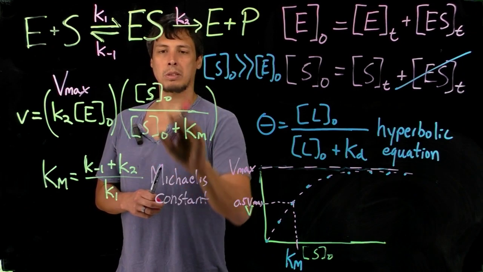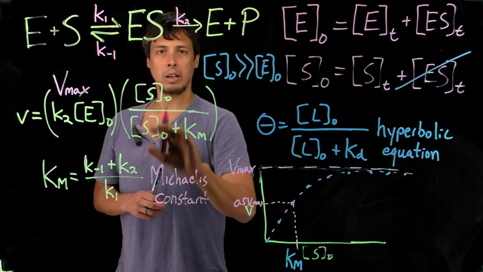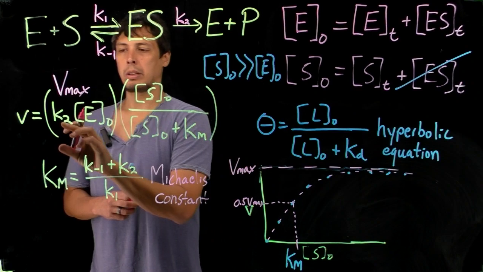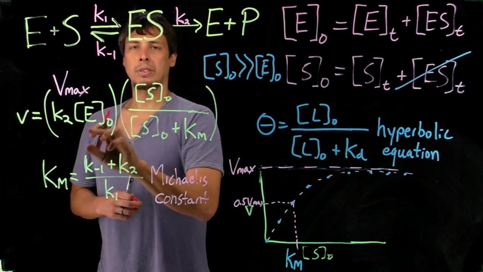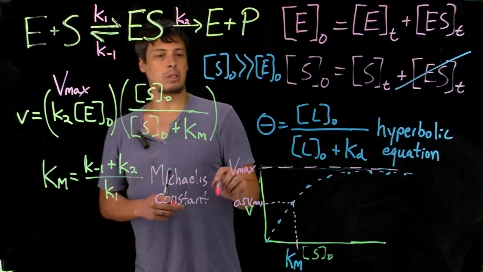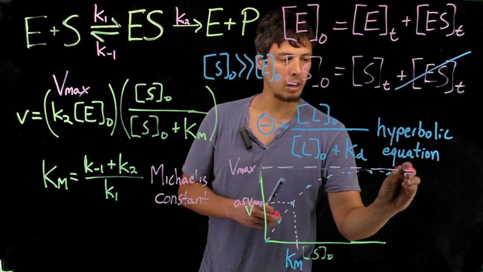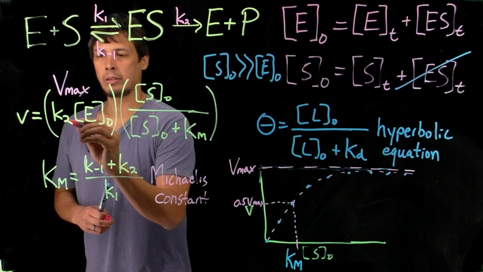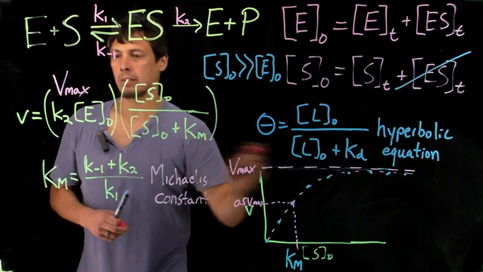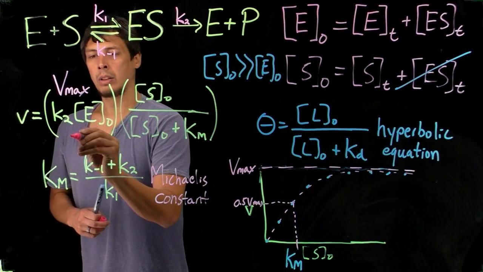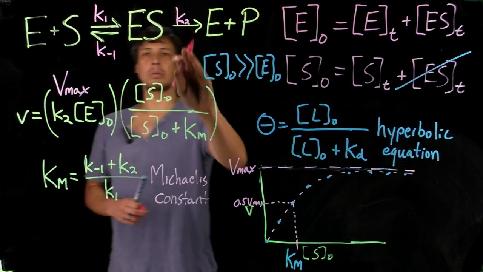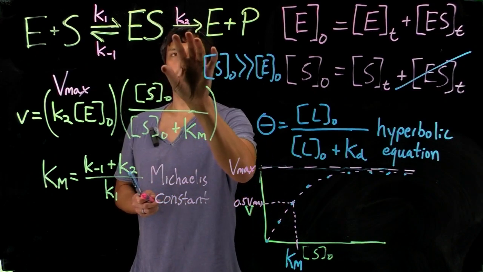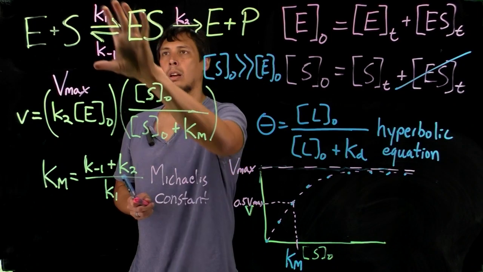then Km is going to be very small. This is going to be equal to S naught over S naught, which is equal to 1. And the velocity is going to be equal to Vmax, which is equal to k2 times the enzyme concentration. So that's the highest velocity that we can get. And then from there, if we have Vmax and we know the enzyme concentration, we can calculate k2 for this reaction, which tells us how fast this second part of the reaction is.